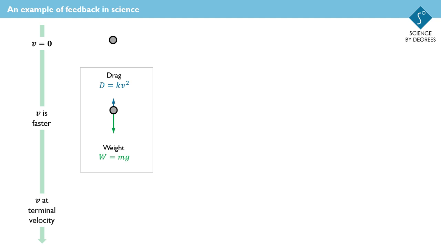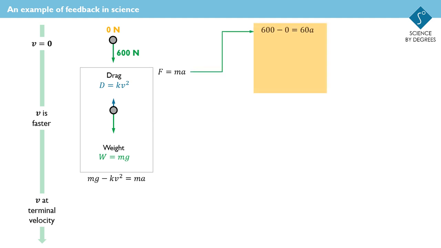At the beginning of the motion, when there is no velocity, there's 600 newtons of weight, because it's a 60 kilogram object, and crucially no drag, because the drag depends on the velocity and there is no velocity. So how can we use those facts to describe the motion? Well, we use Newton's second law, which says that the resultant force, F, is equal to mass times acceleration. And the resultant force is the downwards weight minus the upwards drag. We can do the calculation for this stage of the motion. The resultant force is 600 for the weight, subtract no drag, and that has to equal 60 for the mass multiplied by the acceleration, giving an acceleration of 10 meters per second squared.